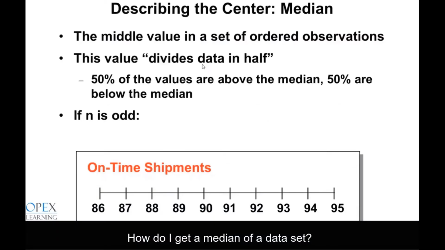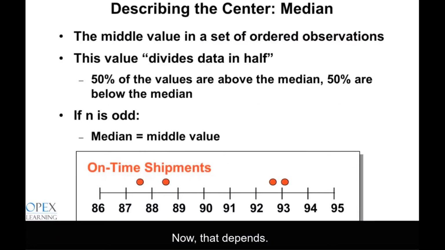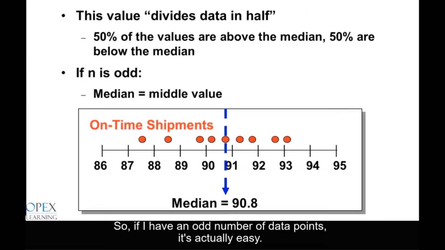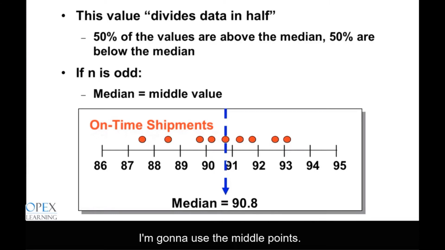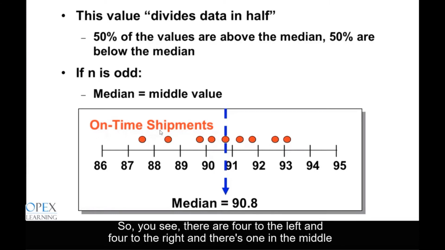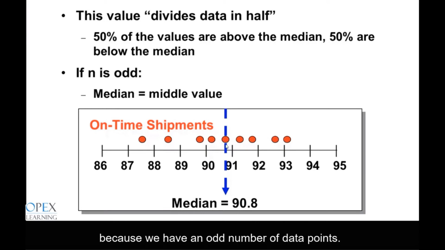How do I get a median of a data set? Now that depends. If I have an odd number of data points, it's actually easy. I'm going to use the middle point. You see here there are 4 to the left and 4 to the right, and there's 1 in the middle because we have an odd number of data points. This middle one is called the median.